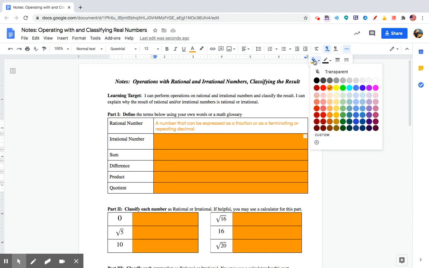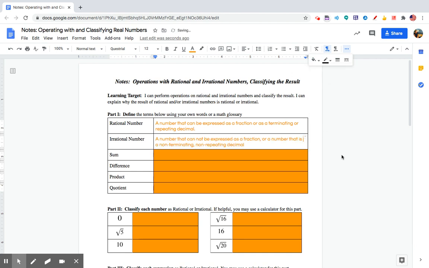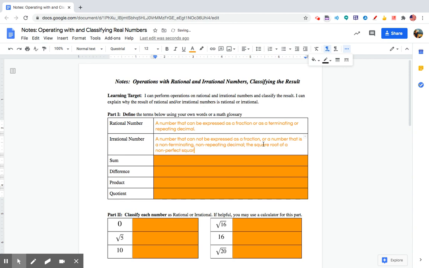Irrational numbers. A number that cannot be expressed as a fraction, or a number that is a non-terminating, non-repeating decimal. So we can add to that. The square root of a non-perfect square is always an irrational number. That is a non-perfect square that's a whole number. That will be an irrational number.